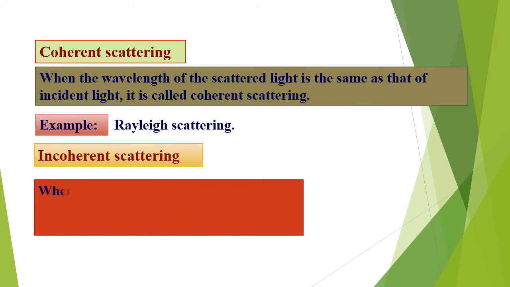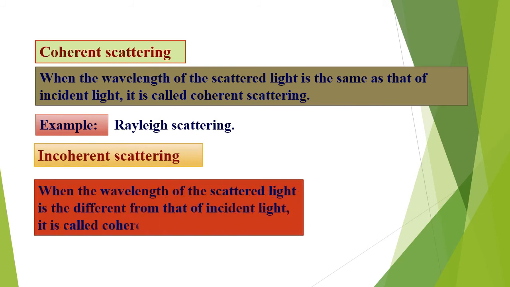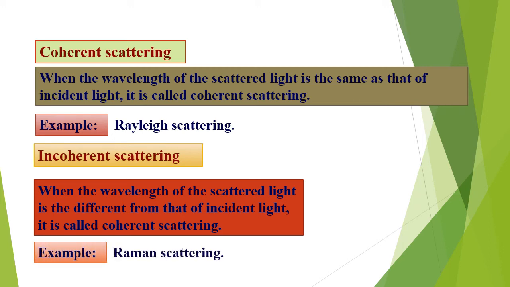Incoherent scattering. What is this incoherent scattering? When the wavelength of the scattered light is different from the incident light. So the incident light has a different wavelength and the scattered light has a different wavelength. Such a type of scattering is known as incoherent scattering. For example, the Raman effect. Raman scattering is an example of incoherent scattering.